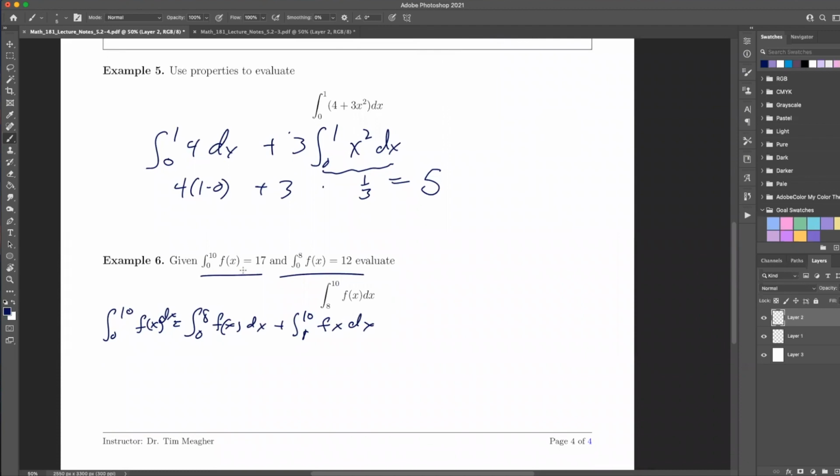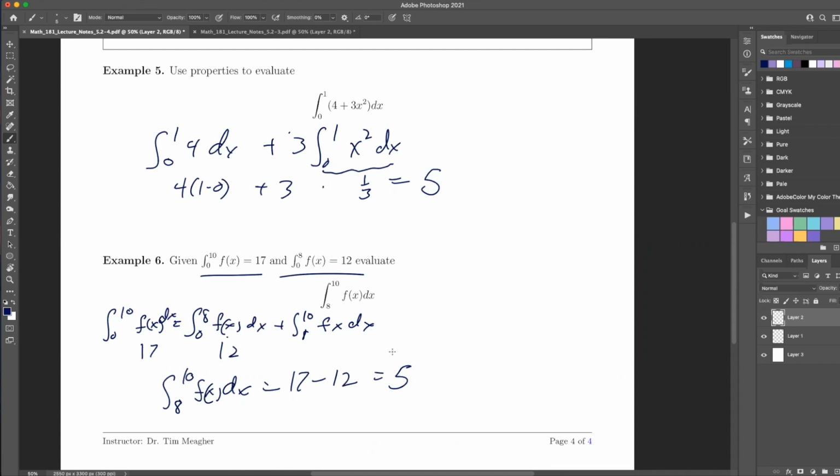Now, which one do I know? I know this one. This is 17. I know what this is. This is 12. So that means the integral from 8 to 10 of f of x dx is equal to 17 minus 12. That's just going to equal 5.